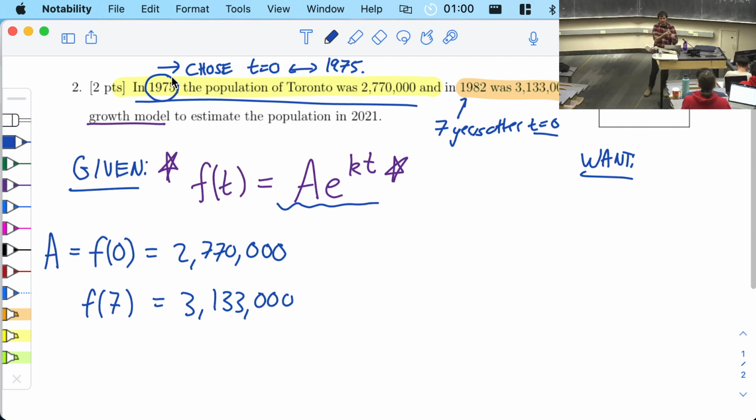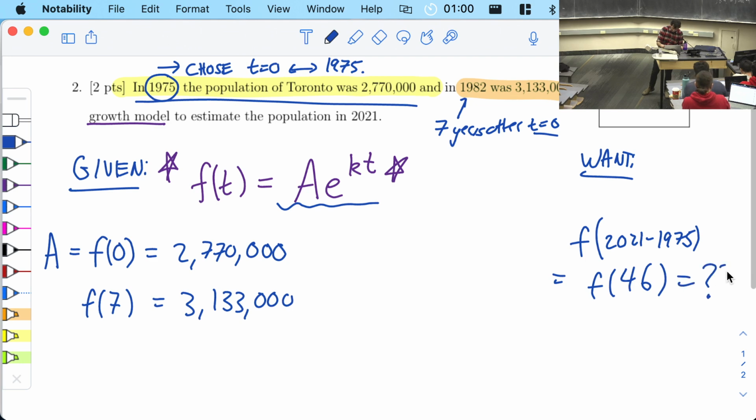We've squeezed all the information out of the problem, right? We were given two pieces of information about populations, which were f of 0 and f of 7. And we want to get to the value at some later time. What we want can be written as f of 2021 minus 1975, which is f of 46, I think. That's what we want to find in the problem. So we're given f of 0 and f of 7, and we need to find f of 46.